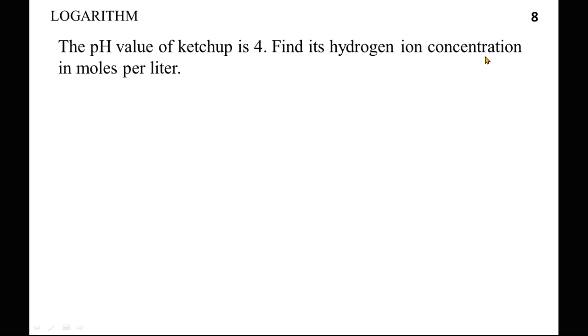Question number 8. The pH value of ketchup is 4. Find its hydrogen ion concentration in moles per liter. So this is the solution to this question.